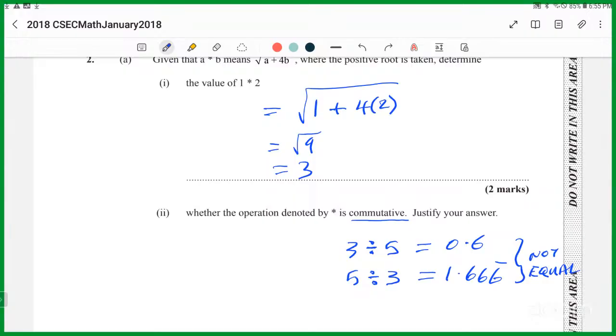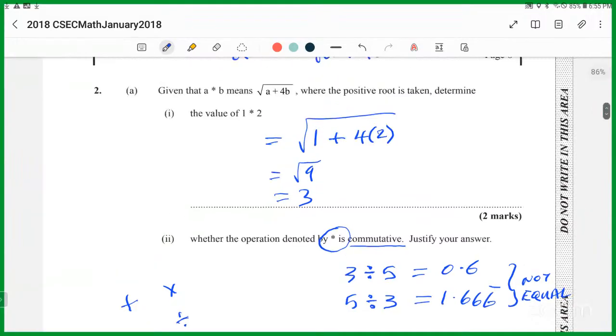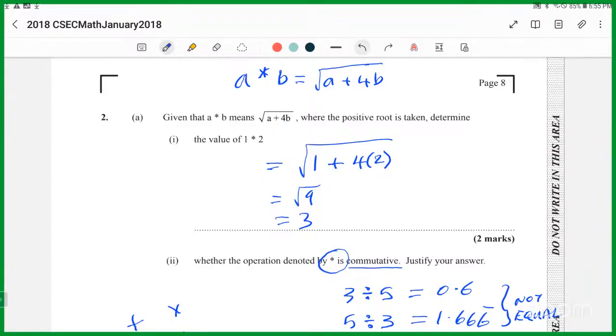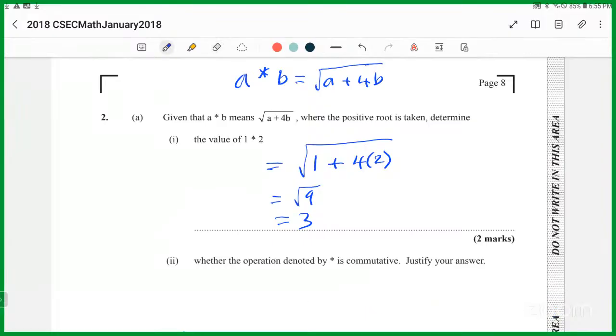Those are the four main operations that we know about: addition, multiplication, subtraction, and division. Those are the four operations that we mainly know about, right? And we understand those operations. And we're now applying our knowledge of these operations to an operation here that they are calling star, defined as this thing up here. That's what it is. And we are now trying to find out if the star, given this definition up here, is commutative or not.